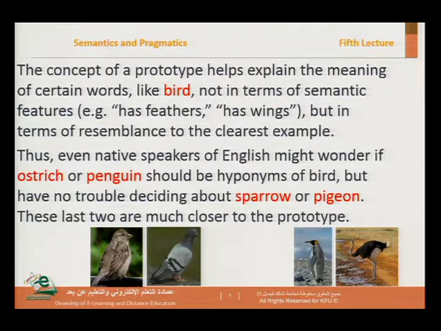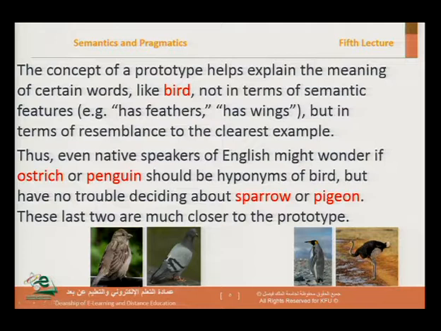But have no trouble, for example, deciding about sparrow or pigeon. Why? Because sparrow and pigeon look like robin. They're very close in shape. Look at the pictures here in the slide. Okay, so this is a sparrow and this is a pigeon. Both of them are very close in shape and form and body form to the robin. Look at the penguin and the ostrich, right? They are kind of very different from a robin.